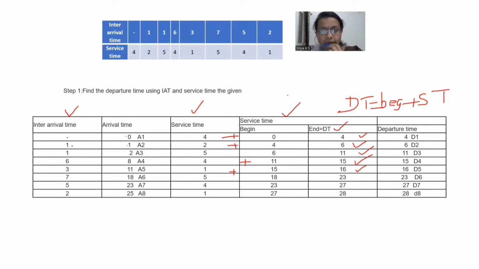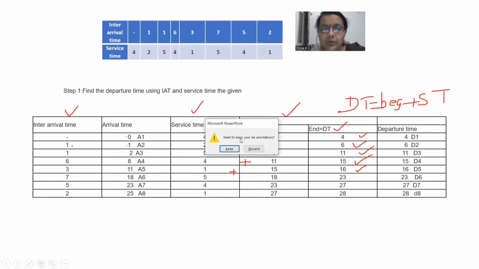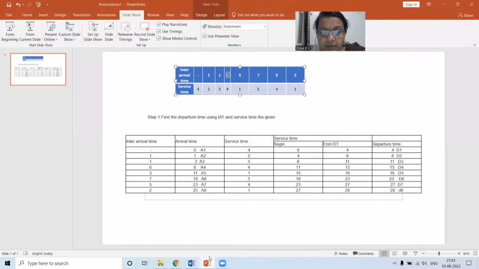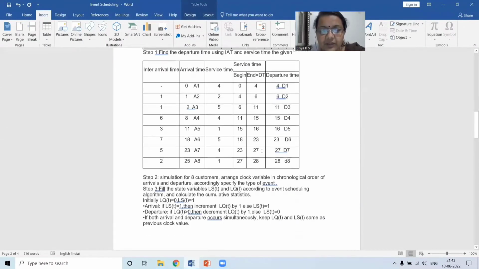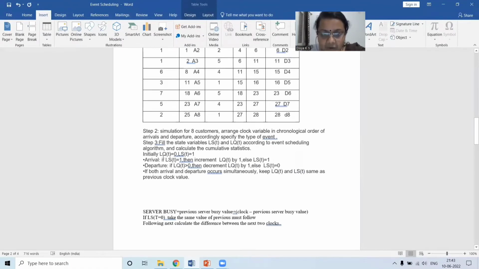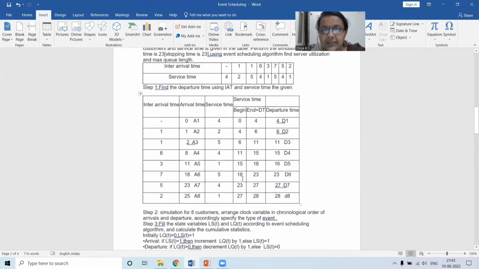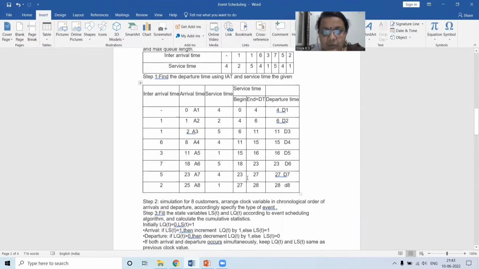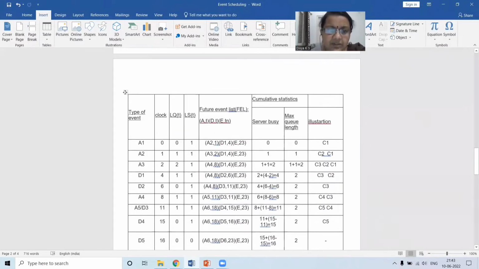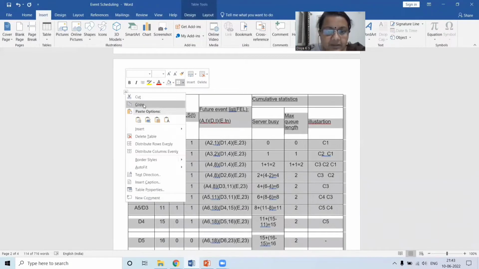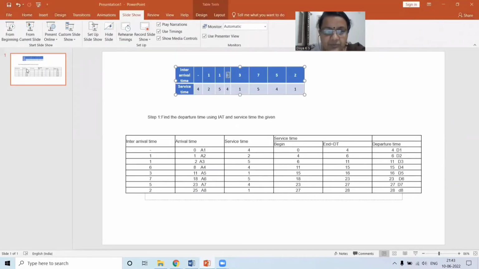So now we'll go for table 2. While going for table 2, you have to remember the formulas, like the ones I mentioned over here: whether it is arrival or departure, it has been increment, it has been decrement. That thing you have to remember here. And in this one, we are calculating one more thing, that is the server busy timing. This table I will take, and here I will show.